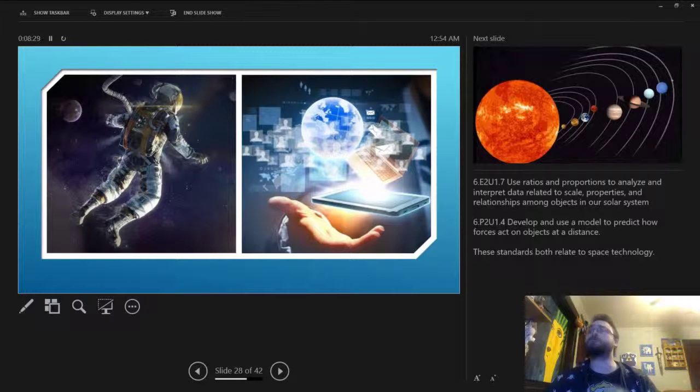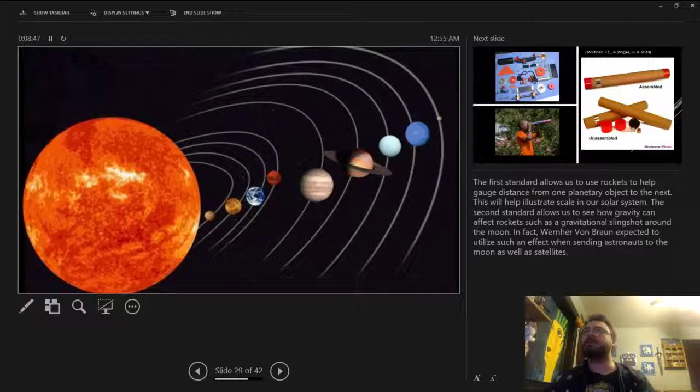The standards I'll be using are 6E2U1.7: using ratios and proportions to analyze and interpret data related to scales, properties, and relationships among objects in our solar system; and 6P2U1.4: develop and use a model to predict how forces act on objects at a distance. These standards both relate to space technology. The first standard allows us to use rockets to help gauge distance from one planetary object to the next. This will help illustrate scale in our solar system.